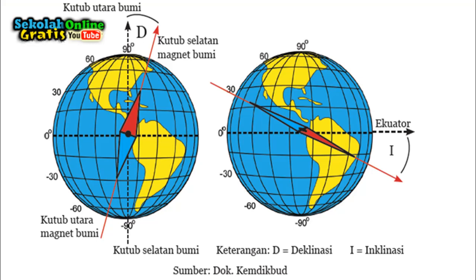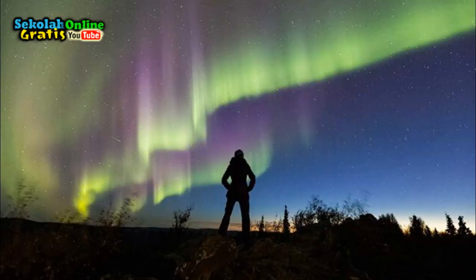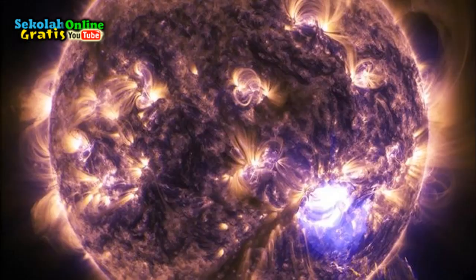The Earth's magnetic field also forms an angle with the Earth's horizontal, which is called the angle of inclination. The Earth's magnetic field serves to protect the Earth's inhabitants from cosmic radiation, electrical particles produced by the Sun or other celestial bodies that are harmful to health.